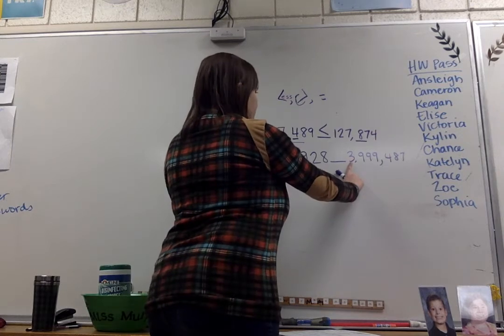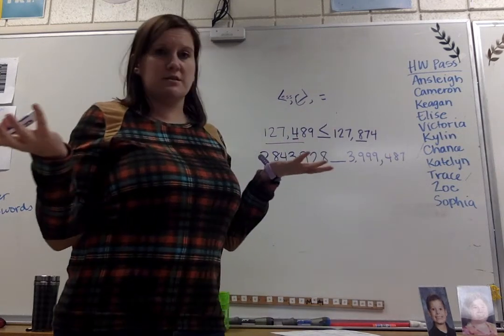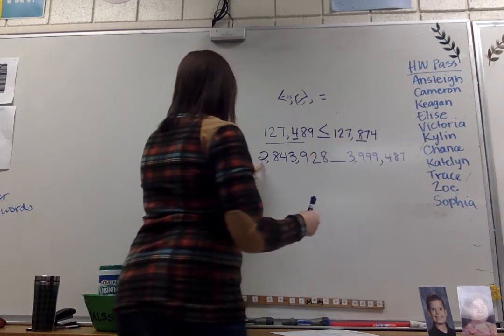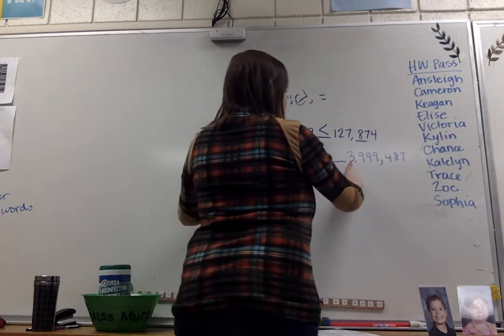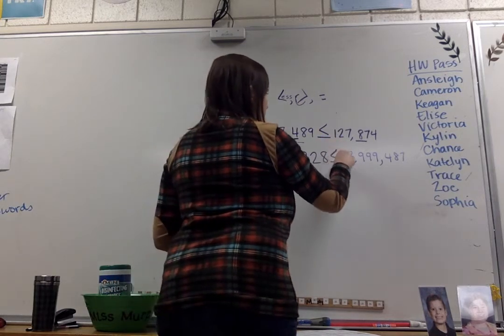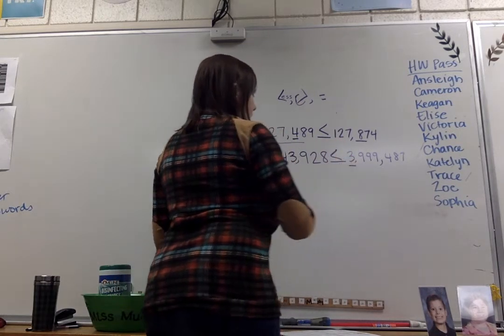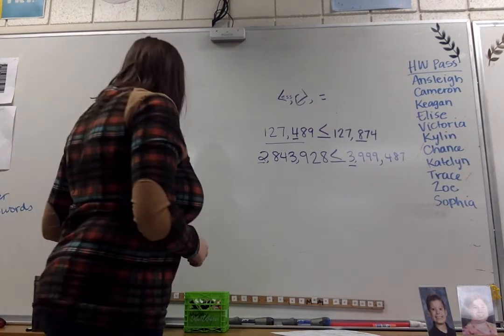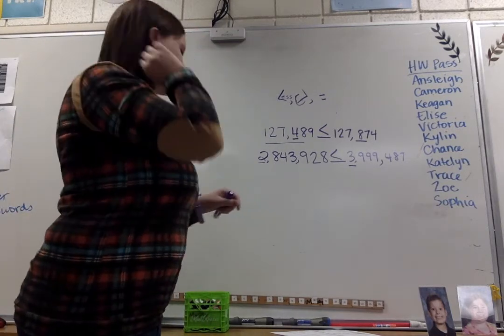If I look at the millions, if I had $1 million, you would think, oh, that's a lot of money. It would be a lot of money. The 2 million is going to be more than 3. So automatically this number is less than. Always look at that larger place value first. That's where you always start. Okay, where's my eraser?